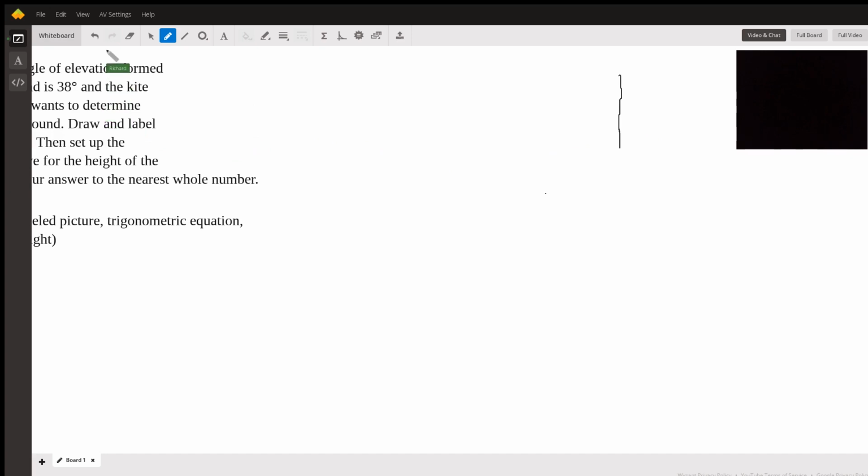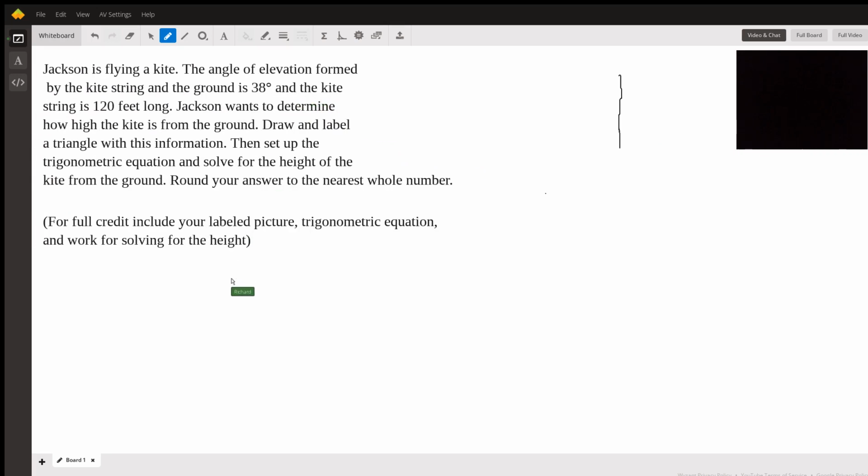I've got to move this thing back where it belongs. Let's see. Here we go. Now you can see the question. And so we have flying a kite, which is something that I always enjoyed doing with my children when they were younger.